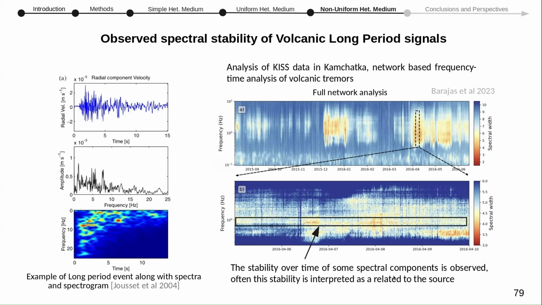Now, this stability is often interpreted as being related to the source, but in this case, we want to understand if it is possible that this stability may be generated by the scattering of seismic waves within the volcanic plumbing system.